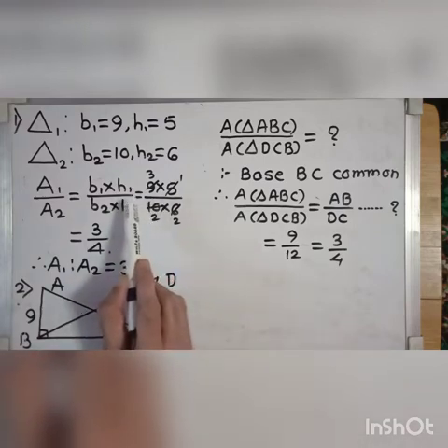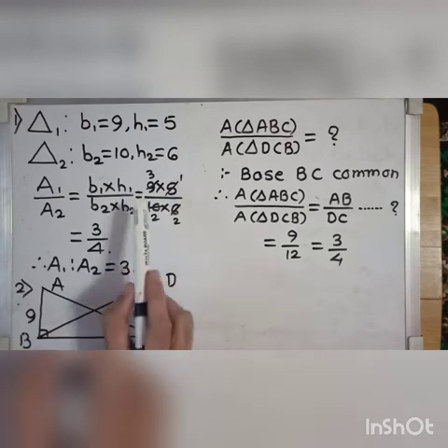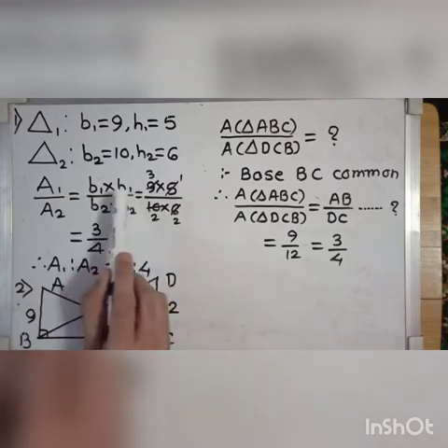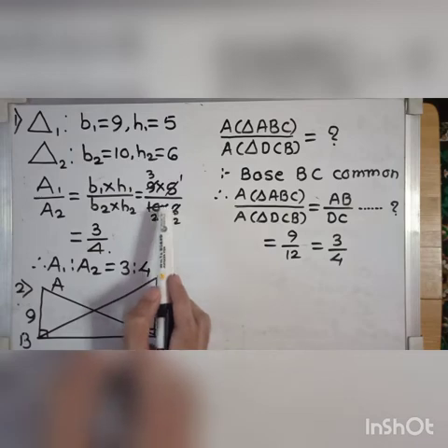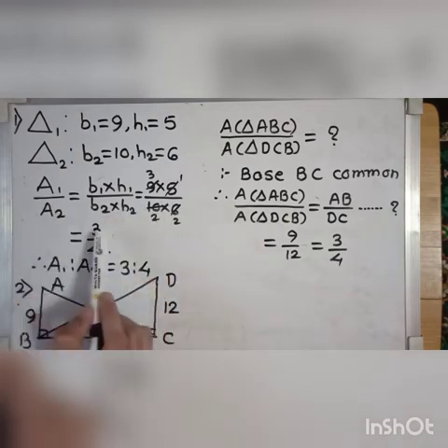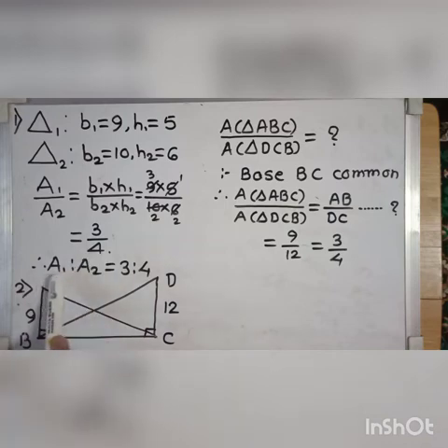of ratio of areas of two triangles. Put the values of B1, H1, B2, H2. Finally you get the answer A1 upon A2, 3/4, that is A1 is to A2 is 3 is to 4.